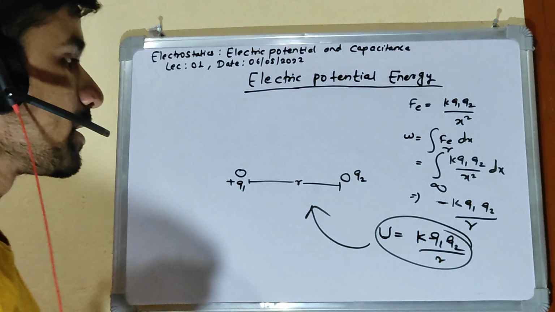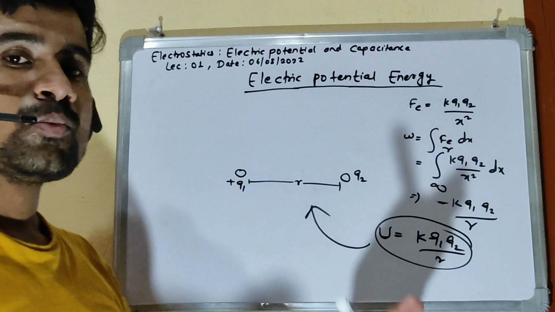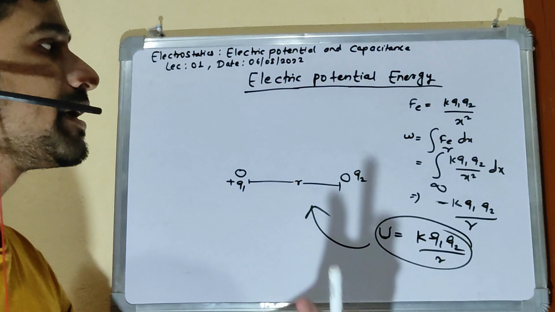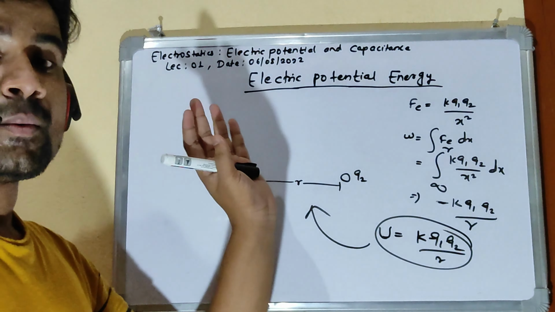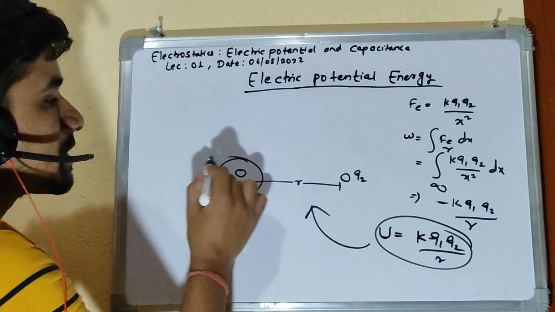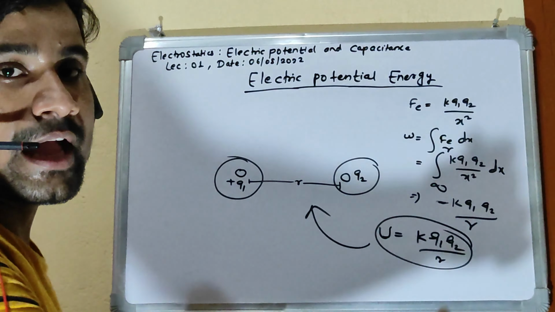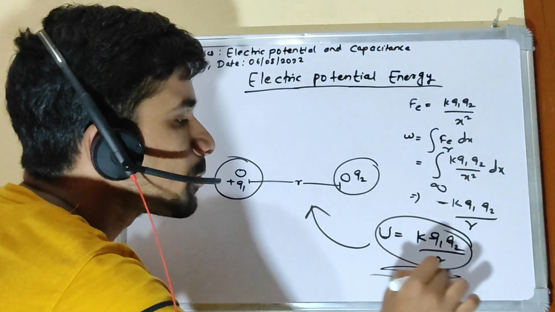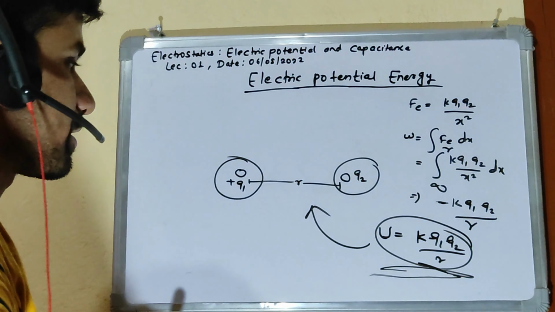Clear? Okay. Let me explain again from the beginning. Electrostatic potential energy is defined as the work done by an external force in bringing an external charge from infinity to a fixed point. Here, this is my fixed charge and I'm bringing q2 from infinity to a point r, applying an external force to overcome the electrostatic force, and this much potential energy, k q1 q2 by r, is stored in this system, right?